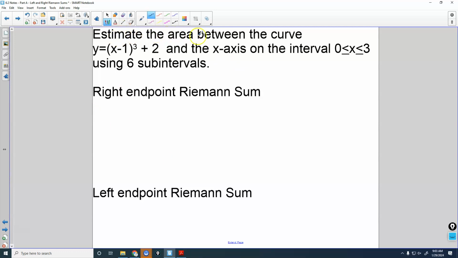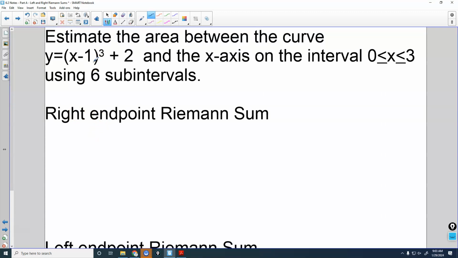We're supposed to estimate the area between the curve of y equals (x minus 1) to the third power plus 2 and the x-axis on the interval from 0 to 3 using 6 subintervals. Okay? And they want us to do a right endpoint Riemann sum and a left endpoint Riemann sum. Okay. So the first thing we want to do for a problem like this is make ourselves a graph.